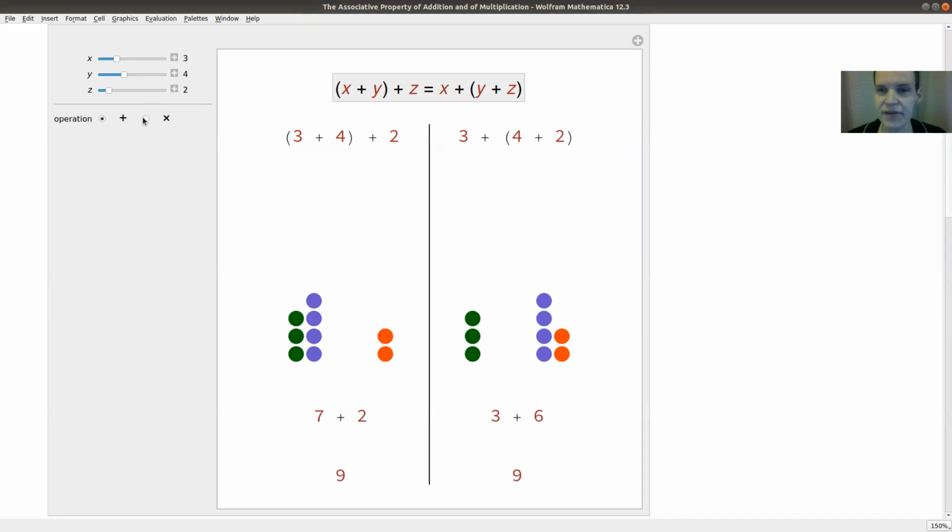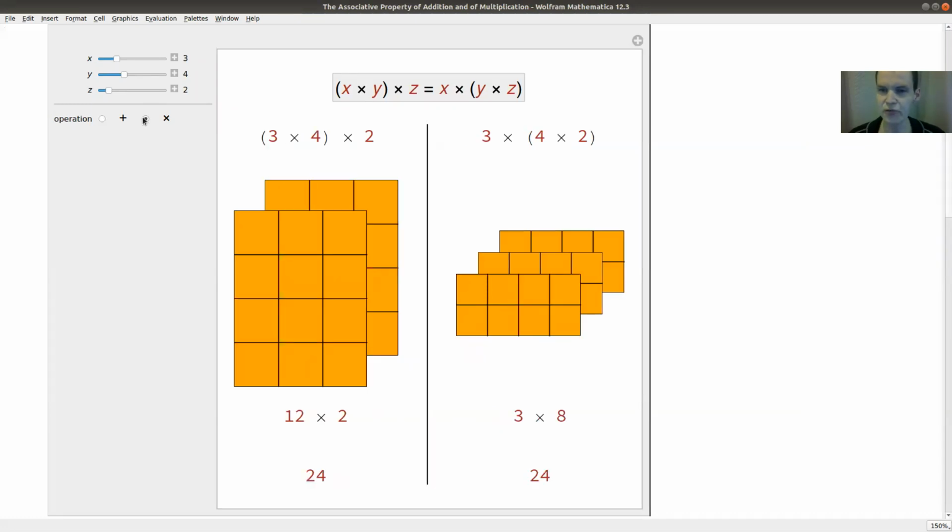In contrast, in multiplication, it's not so clear to me at least. So this picture works as follows. Here you have 3 times 4 times 2. 3 times 4 is the square in the front, and you have two of them, so you just align them next to one another. If you do it the opposite way, 4 times 2 is a little square here, and you have three of them. And this actually is the same.